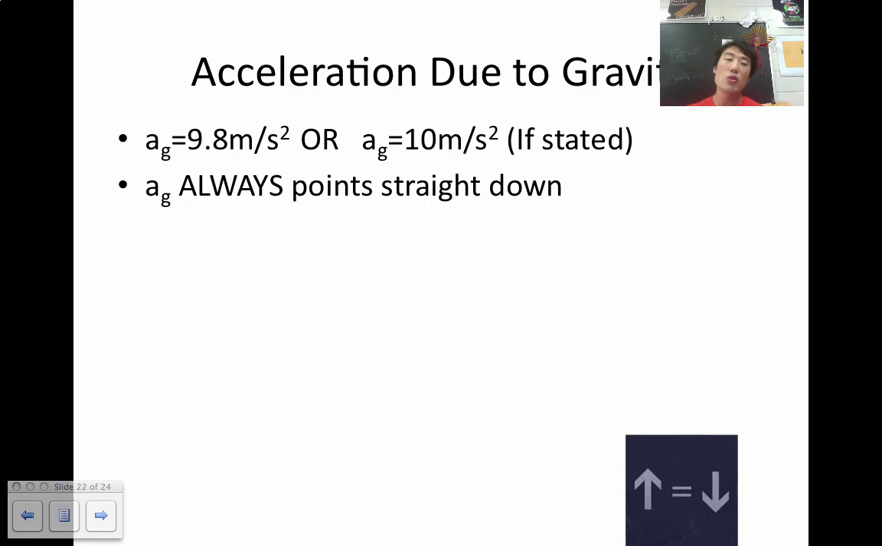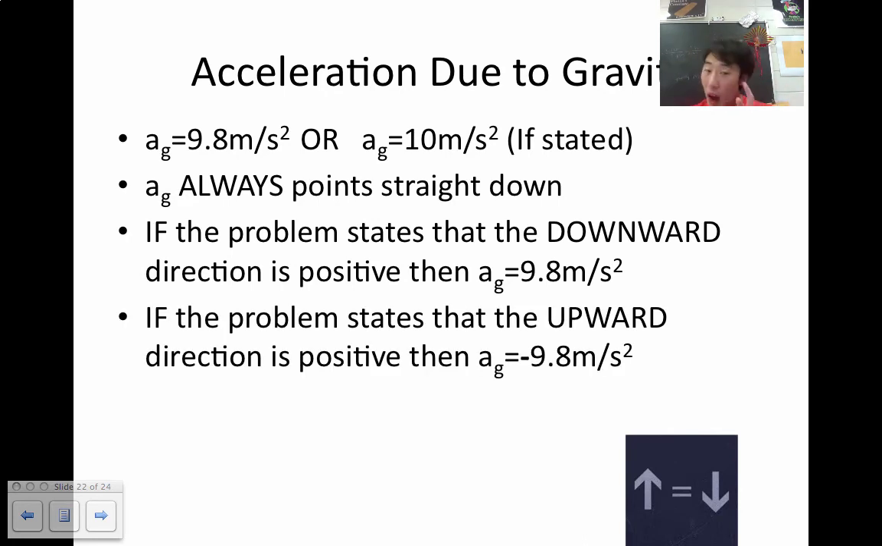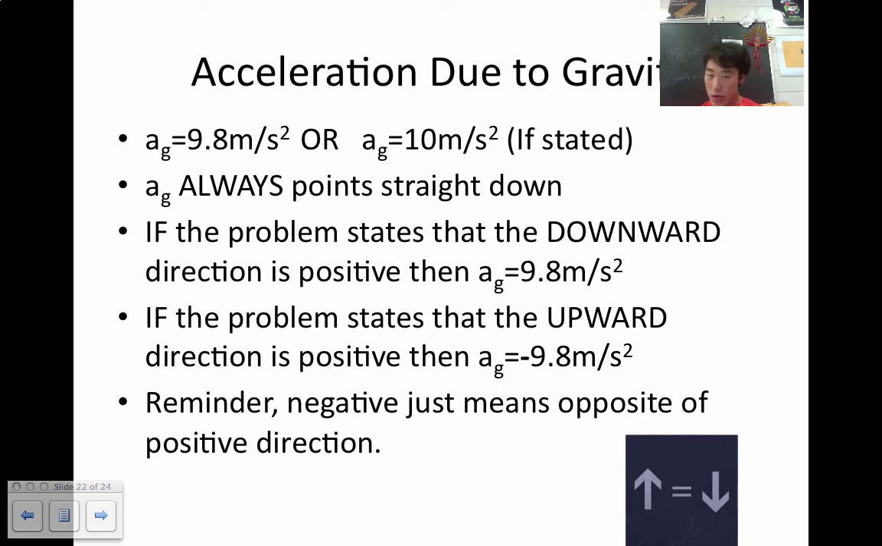Another note is that acceleration due to gravity always points straight down. So if the problem states that anything moving down is positive, then you use positive 9.8 meters per second squared. But if the problem states that anything going up is positive, then you use negative 9.8 meters per second squared. Reminder, negative is just the opposite direction of positive. Doesn't mean that it's sad or happy.